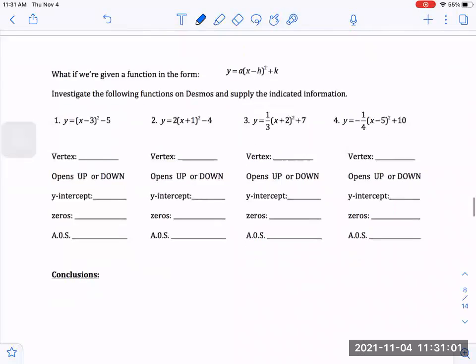So now we're going to look at our equation in a slightly different format, where it looks like this: y equals some number times x minus a number squared plus another number. I want you to divide and conquer in your group and summarize the data for each of these. And we're going to notice some patterns here. So divide and conquer and summarize these points. Okay, Desmos, do that now.